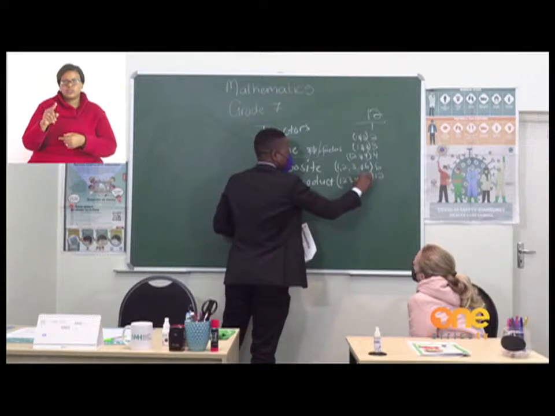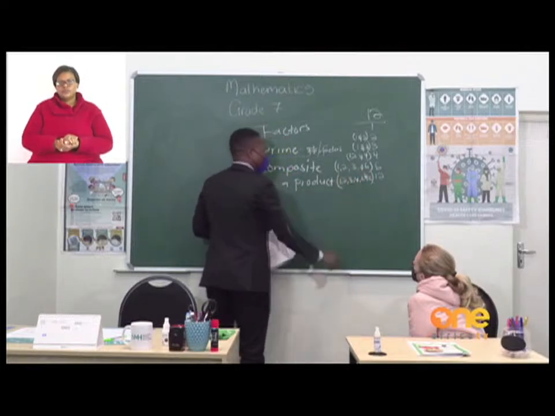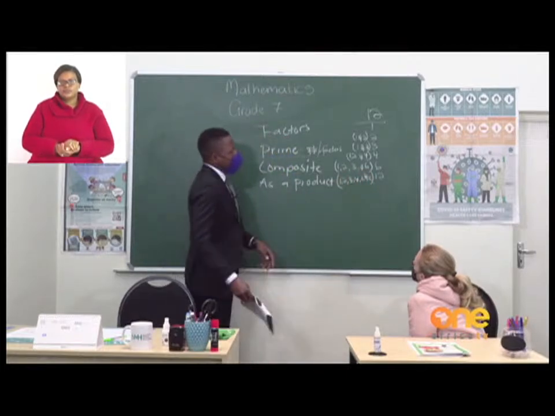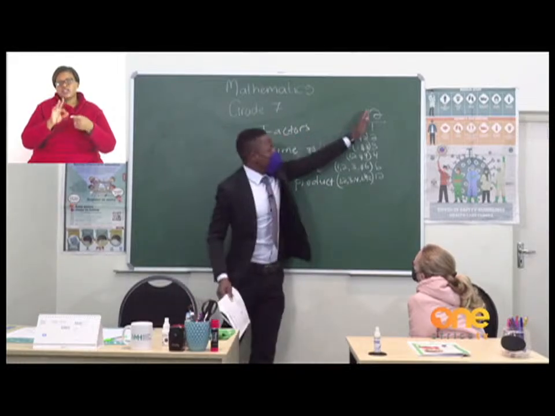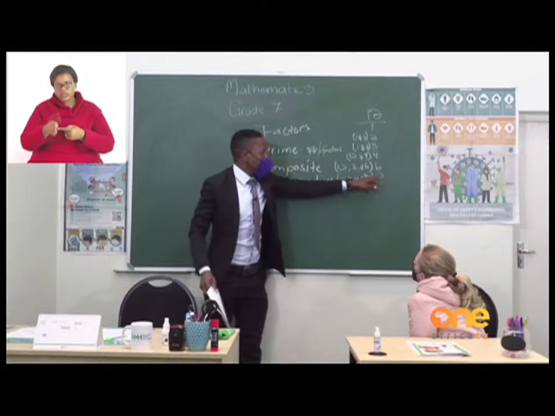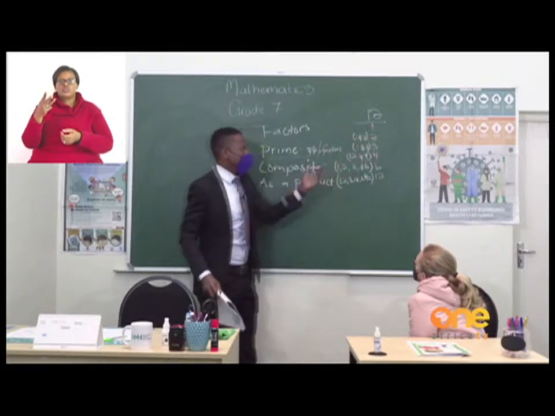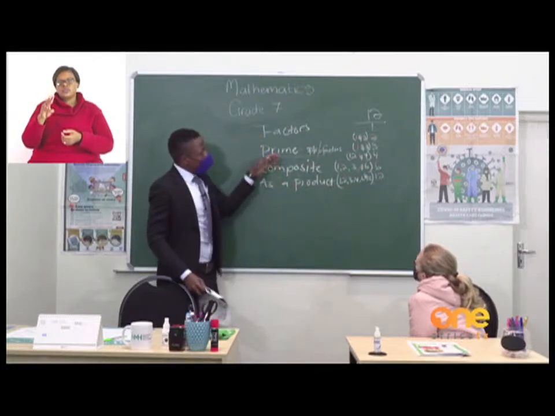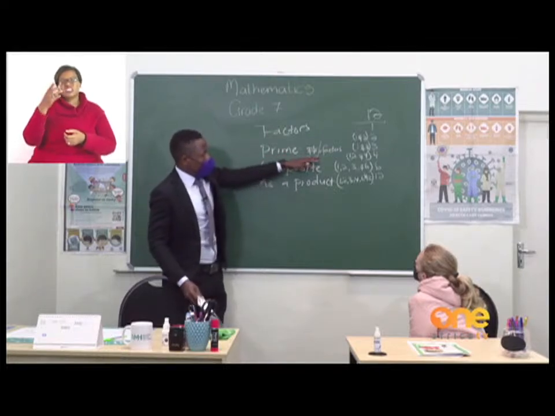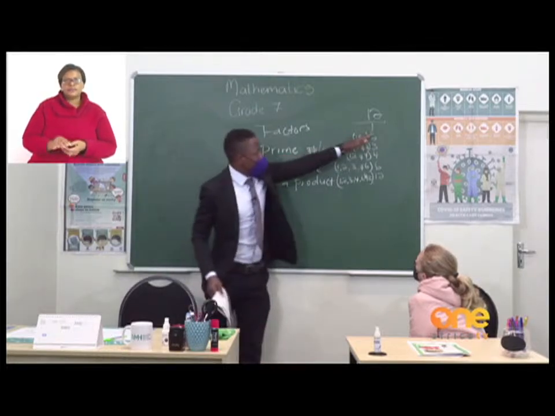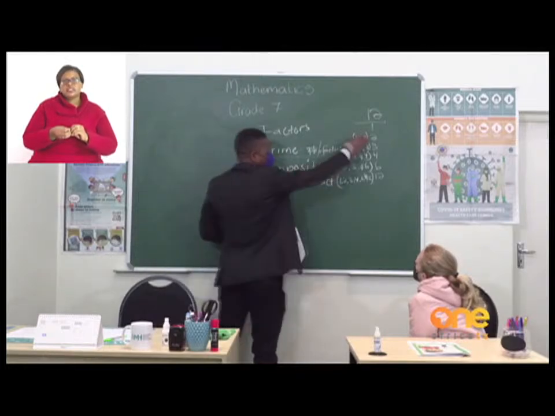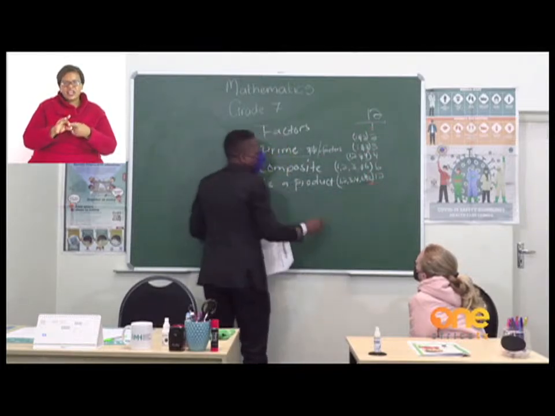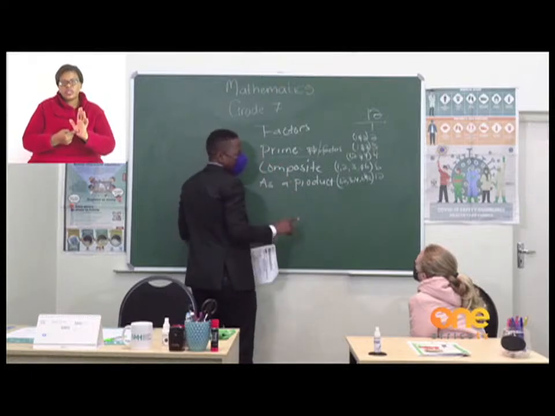I don't have enough space here, so the factors of 12, we have them listed there. They are 1, 2, 3, 4, 6. There are 6. A prime number, in this case we say a prime factor, is any factor listed down here which has only two factors.